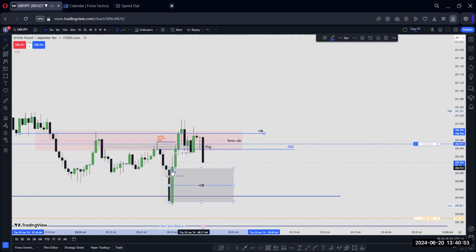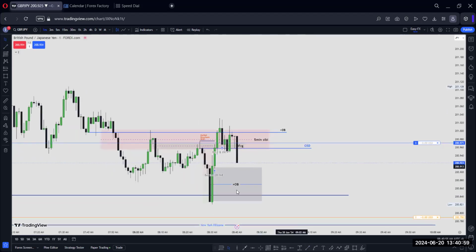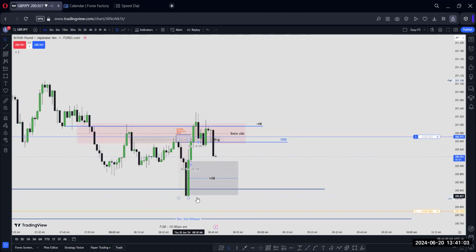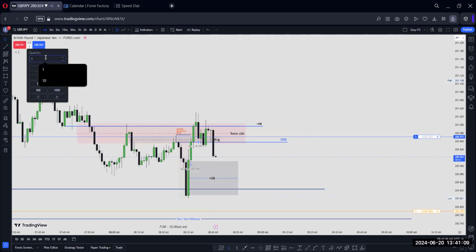So I want to see us returning to deep discount, and I'm going to buy again because I'm still bullish. All right. So my stop loss is right below here. So let's see what happens.